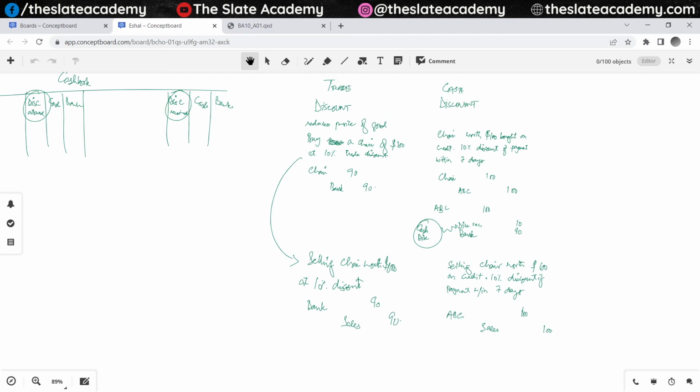And when ABC makes the payment, their account obviously would be credited by the whole amount since it is the full settlement. So ABC credit by 100. The amount I will receive in bank will be only $90. It means the debit side is short by 10, so this 10 will be discount allowed. And as we know, when we incur an expense we debit it, so the debit side matches. Expense is increasing, so we debit the expense account. So this is how we record the two types of discounts that we have.